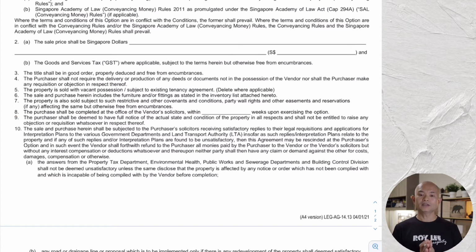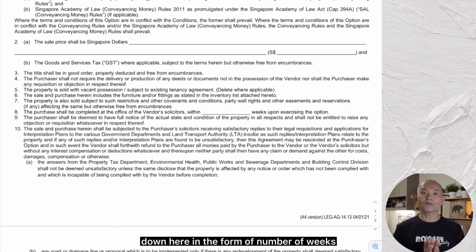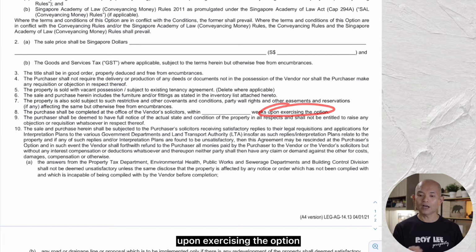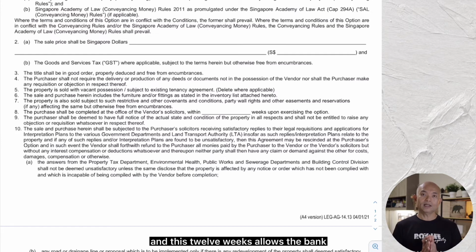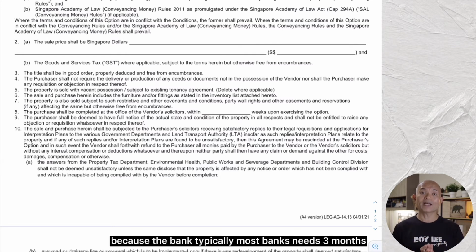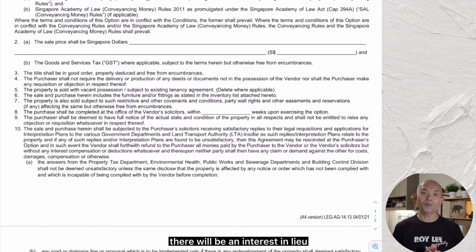It's about completion, and it's being written down here in the form of number of weeks upon exercising the option. Now typically it's 12 weeks, and this 12 weeks allows the bank, if the seller takes a bank loan, for processing the early redemption, because typically most banks need 3 months to do that, and if you do it earlier than 3 months, there will be an interest in lieu that will be charged to the client. So that is the reason why the 12 weeks. And also within these 12 weeks, the lawyer will be working with CPF to prepare for the CPF return.